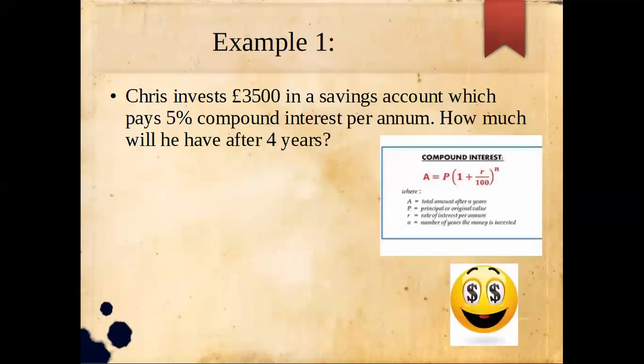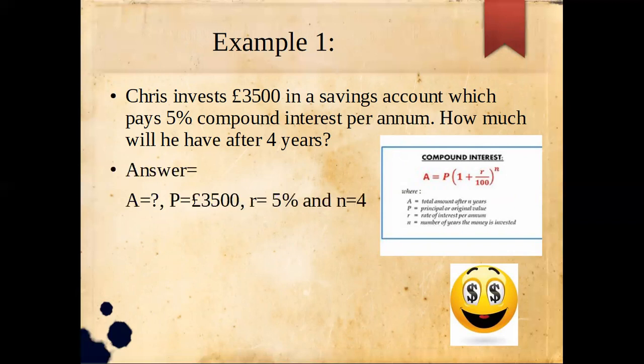So here's an example using this formula. Chris invests £3,500 in a savings account, which pays 5% compound interest per annum. And remember, annum is just the fancy word for year. How much will he have after 4 years? So here's the answer. This is what we'll do.